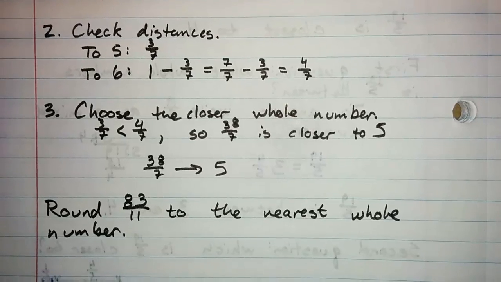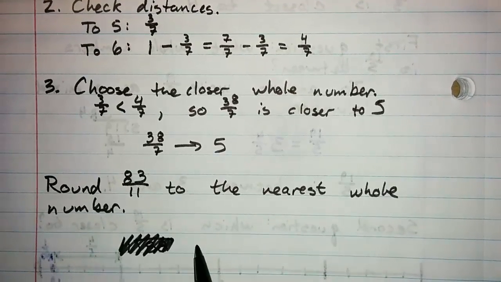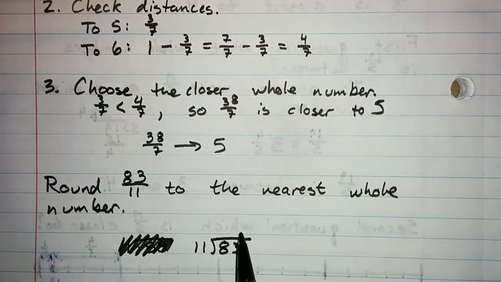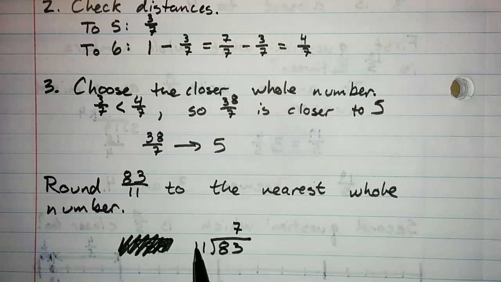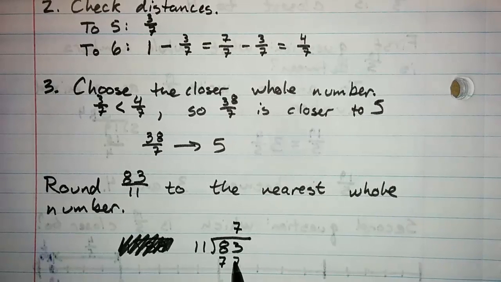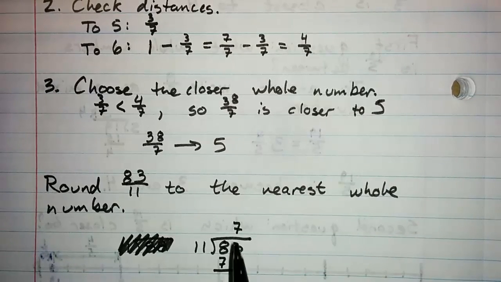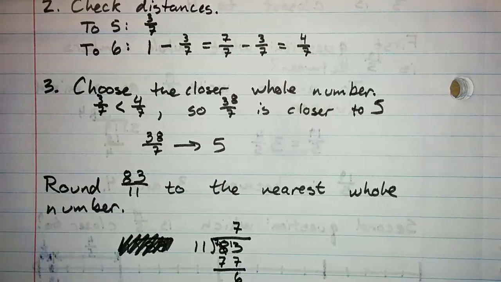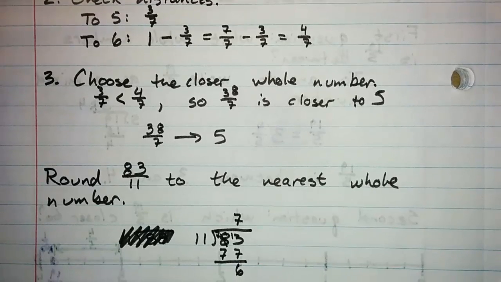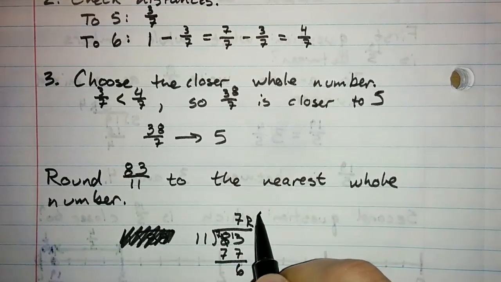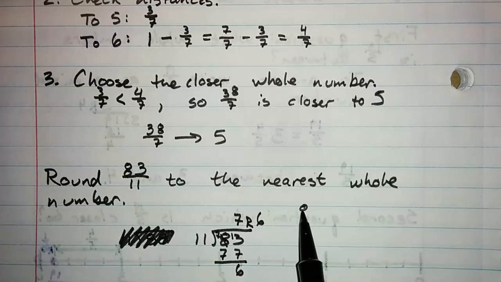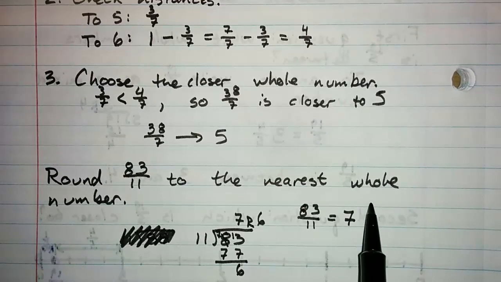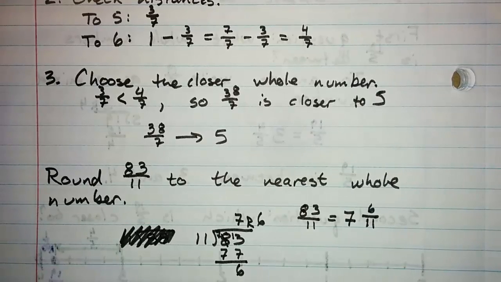Alright, first we want to write it as a mixed number. So we'll divide 11 into 83, which I think goes 7 times. 7 times 11 is 77. Subtracting, I need to borrow. 13 minus 7 is 6. So this is 7 remainder 6. 83/11ths is 7 and 6/11ths.